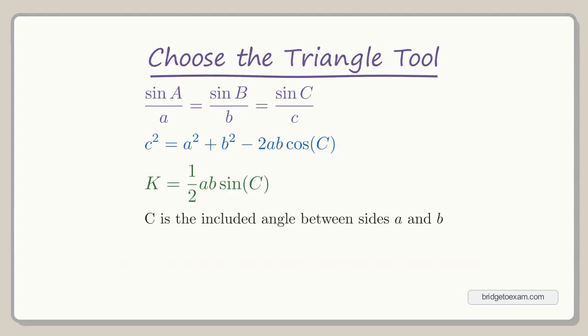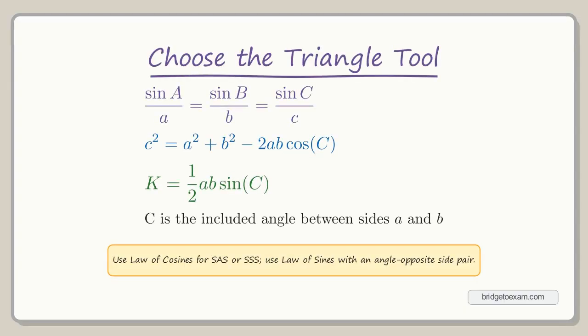Right triangle trigonometry is only the beginning. The Law of Sines and Law of Cosines let you solve triangles that are not right triangles. Use Law of Cosines for side angle side or side side side information. Use Law of Sines when you have a known angle opposite side pair.